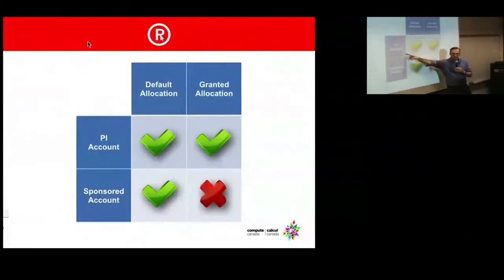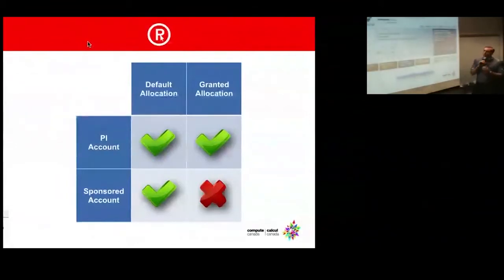So principal investigators are able to apply and receive these granted allocations. Sponsored accounts are not able to apply and receive these granted allocations. And it's also the case, unlike the default where everybody, both PIs and sponsors, receive the default allocation, only the PI receives the granted allocation. They can share it with the sponsored accounts, but it's not the case that it's a full mirror of that allocation in the way that it is with the default accounts.